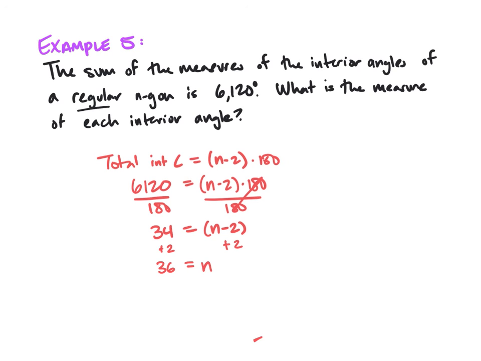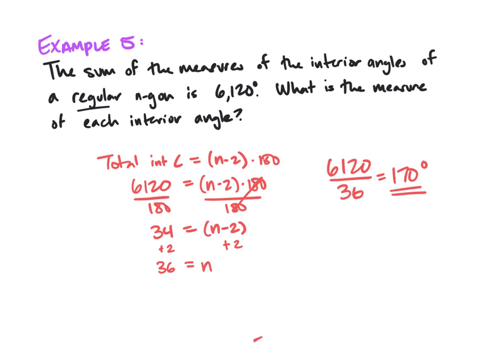But again, that's not my answer. That's just how many angles there are. If I want to know what the measure of each one is, remember what we said is we could take that total and divide by how many there are. So the next step we need to do is 6,120 divided by 36. And when we type that in our calculator, what we're going to get is 170. So each interior angle of this shape is going to be 170 degrees.